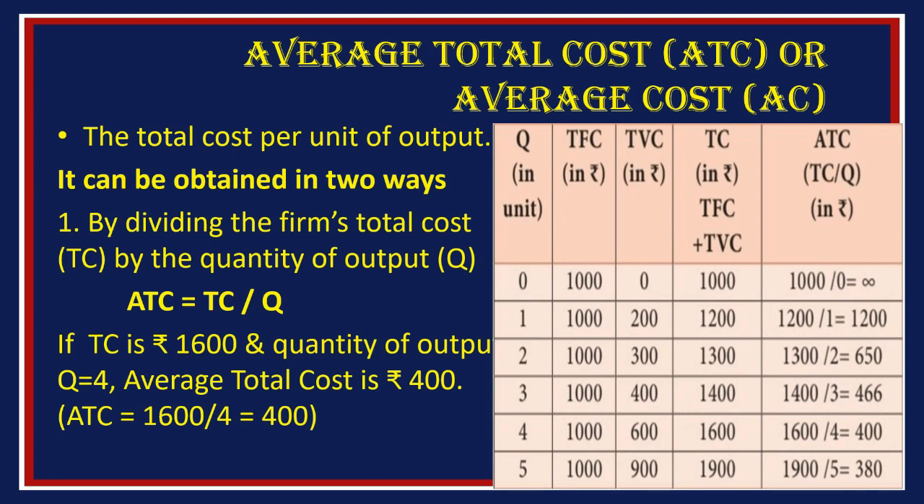Now look at the chart given below. We can see the level of quantity, TFC, TVC, TC and ATC given in the columns. Now let's take the value of the 4th unit of output, 4 units of output. The total cost is 1600 and the quantity of output is 4. So 1600 divided by 4, that is TC divided by Q, is equal to 400. So average total cost is equal to 400.